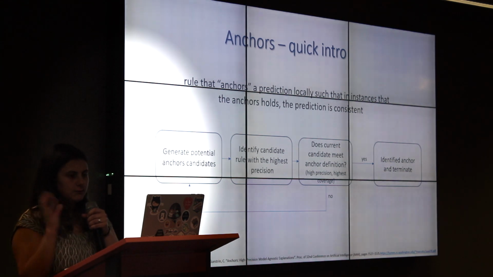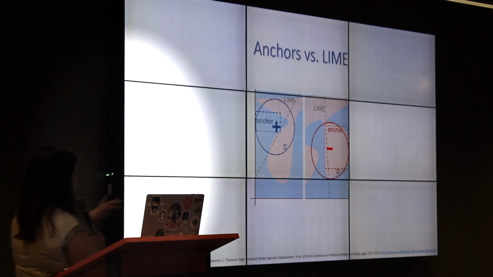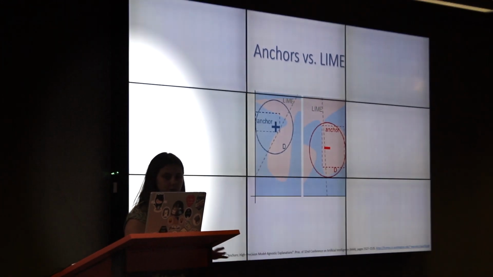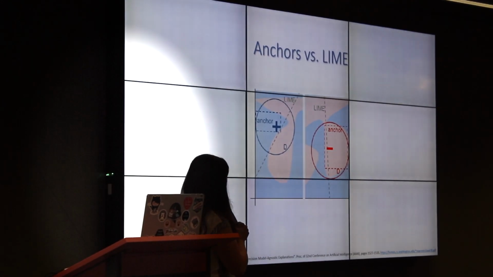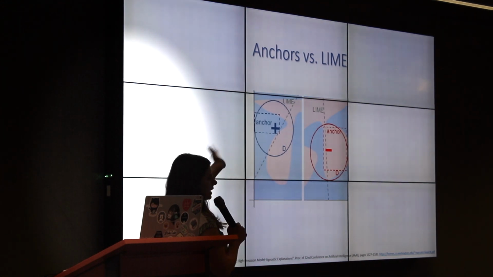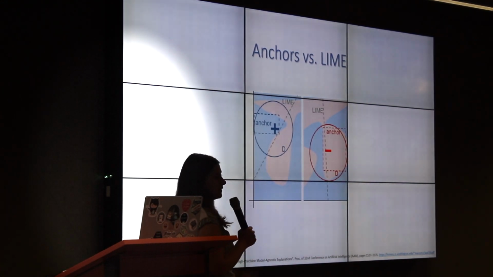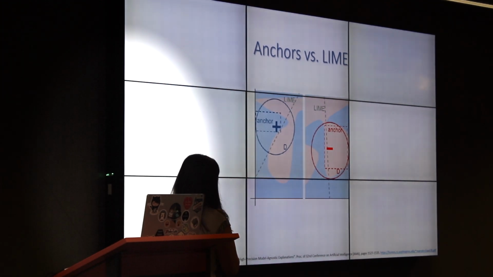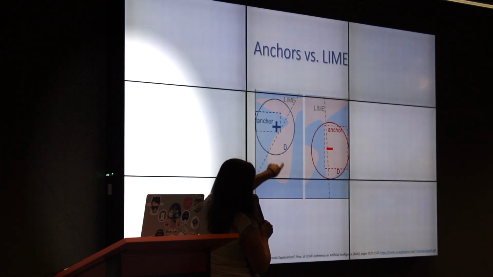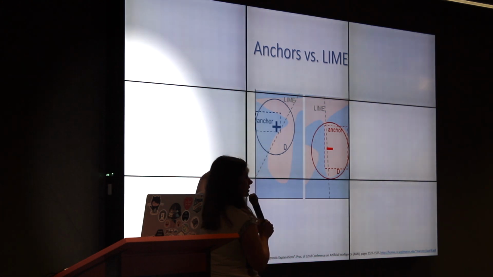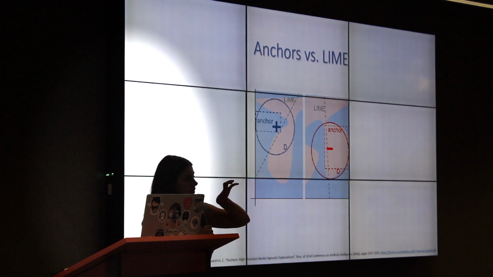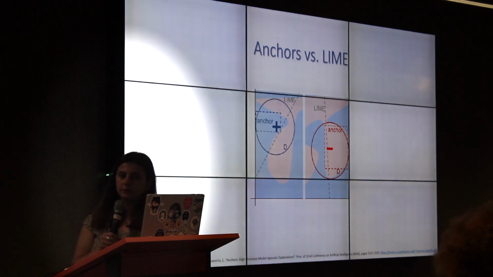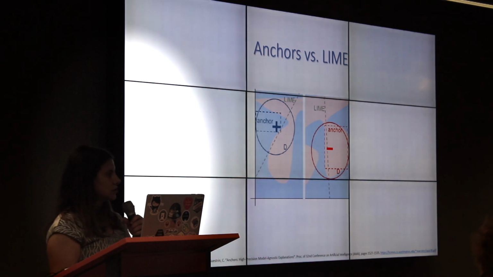Now let's look visually at the difference between anchors and LIME. Let's say you have that particular decision boundary. What LIME would do is basically take a point, sample around it, and then fit a linear model around that point. What anchors does is look for the space around your input point where the prediction holds. And that's basically the visual example for that. Any questions on that?